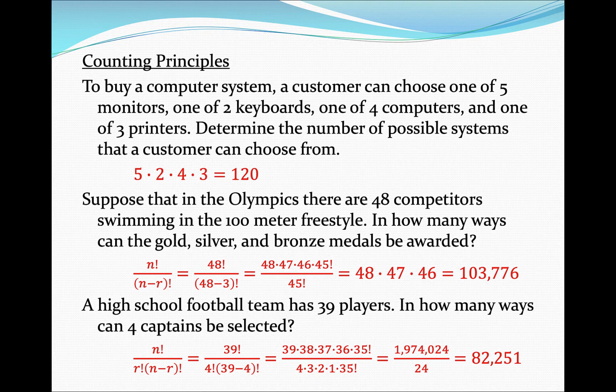If you want, you can go ahead and cancel some more here. For example, you could take 4 and divide it into 36 and cancel that out and then multiply. Sometimes I do it that way. But once you get down to this point, it's not that bad. You can really just plug it in your calculator. If you do this, you'll end up with 1,974,024 over 24. You divide that out, you'll get 82,251. So that's your typical combination problem.